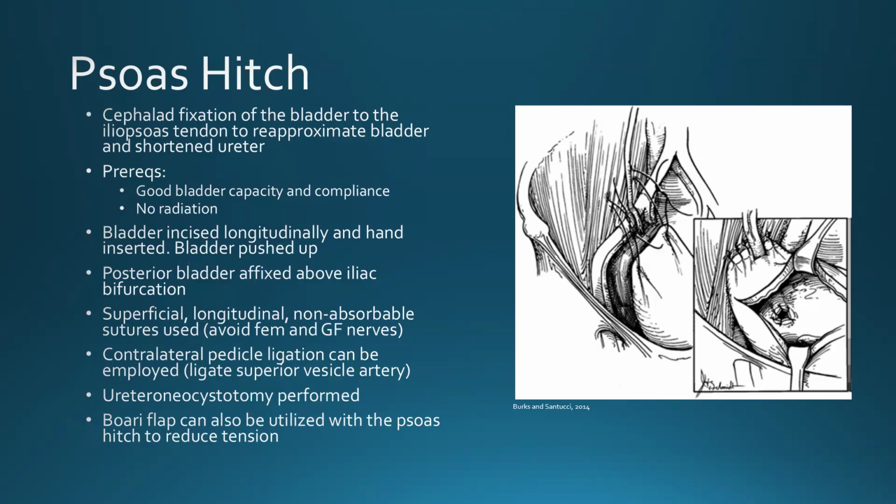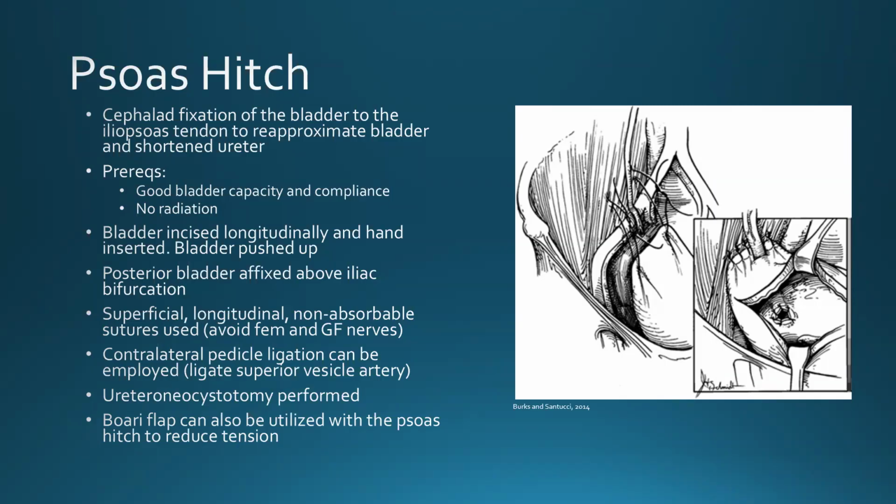The bladder is incised longitudinally, and then a hand or a retractor is placed into the bladder, and the bladder is pushed up towards the patient's head. And then the posterior bladder is affixed typically above the iliac bifurcation, utilizing superficial and longitudinal non-absorbable sutures. And the reason that care needs to be taken to take the suture bites in a very superficial manner and done longitudinally is to avoid injury to the femoral and the genitofemoral nerves that run along the psoas.